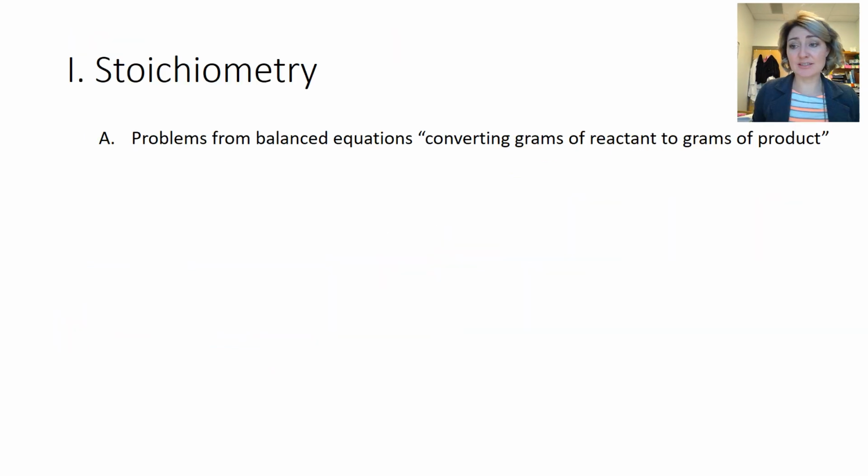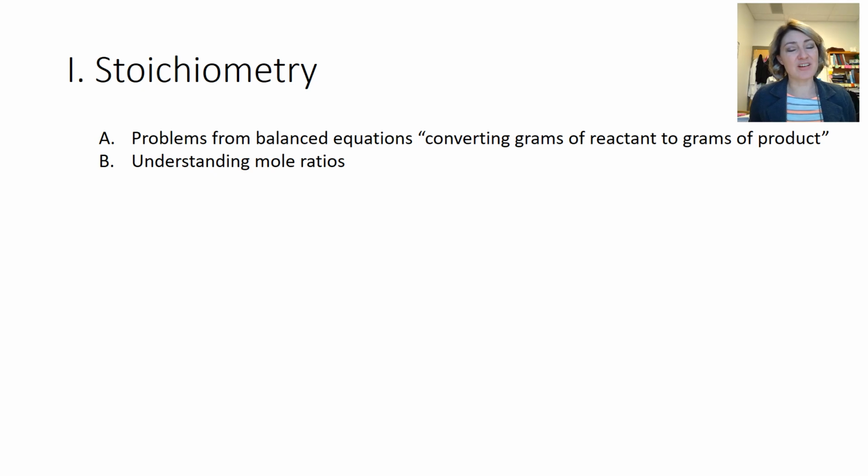Let's apply this to our actual chemistry and chemical reactions. What we're doing is creating these problems from balanced equations. If I want to convert grams of reactant to grams of product, notice that the substance is changing. I'm going to have to use stoichiometry to do that. In our previous example, we went from bolts to snowboards. We converted the reactants to the products in order to figure out, using a ratio, how many we could produce.